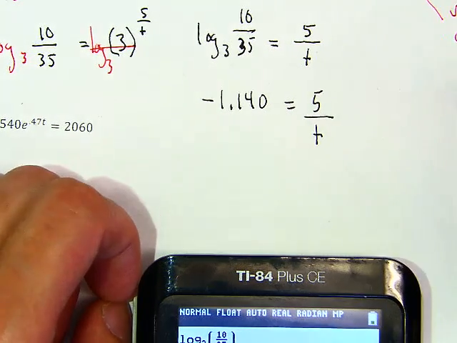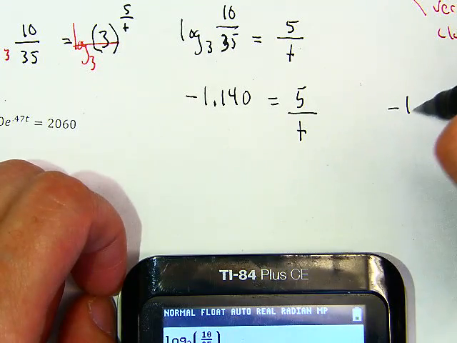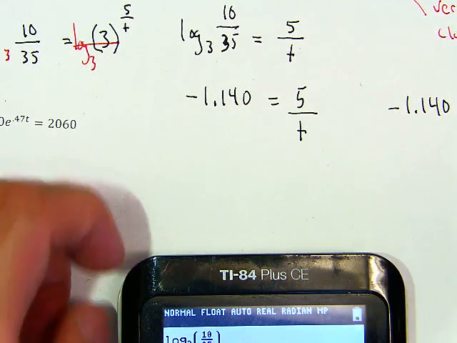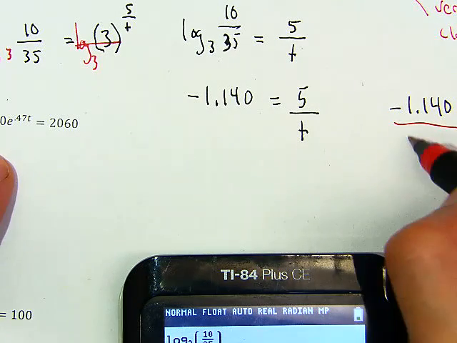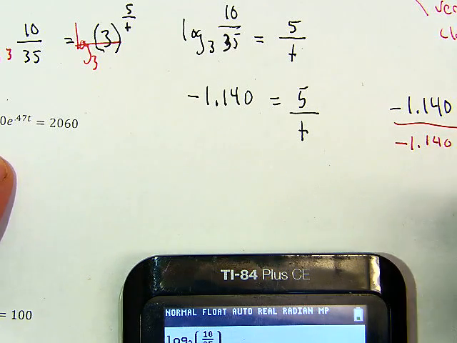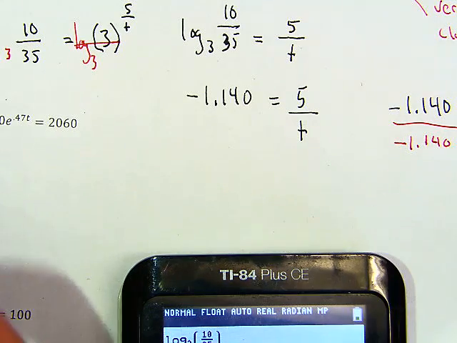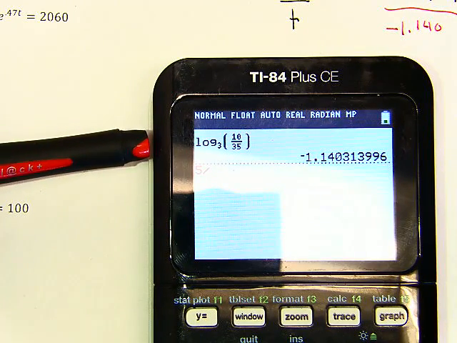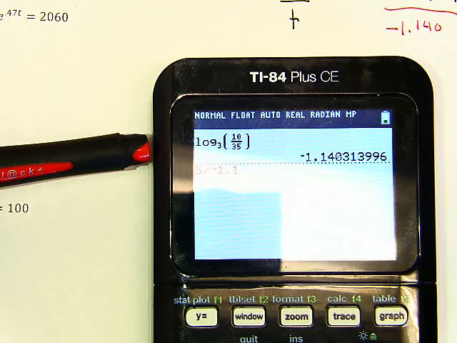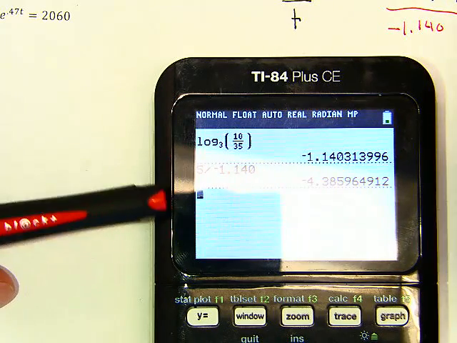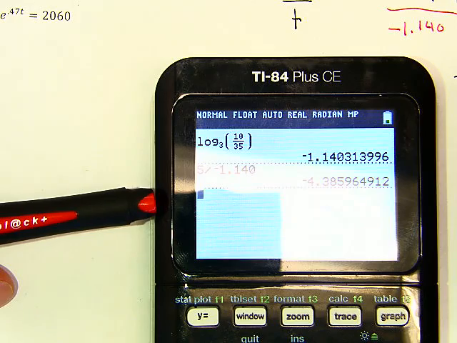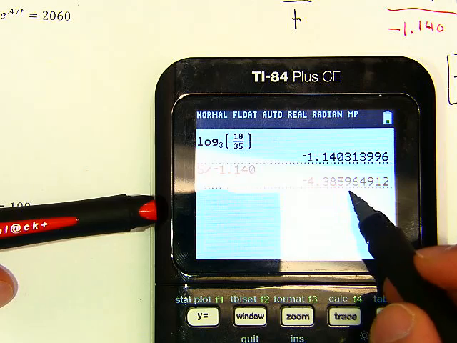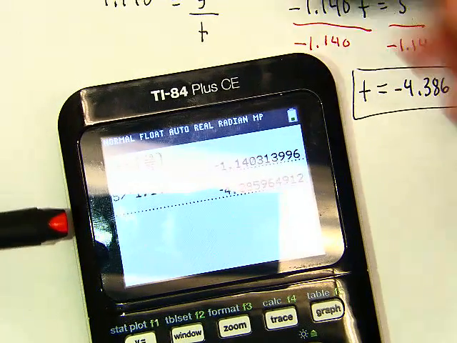And then how do you solve this equation? You cross multiply, so negative 1.140 t is equal to 5. And then how do you get t by itself? You divide both sides by negative 1.140. And let's see, what is this equal to? So 5 divided by negative 1.140, and that equals t is equal to negative 4.386. Okay, because you're going to round that 5 up because there's a 9 here. And that's your answer for 14.